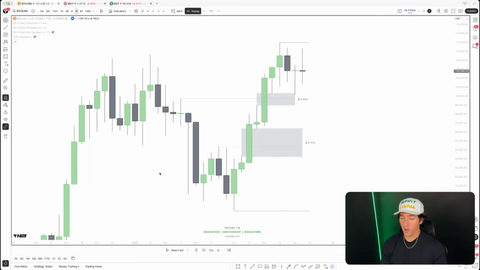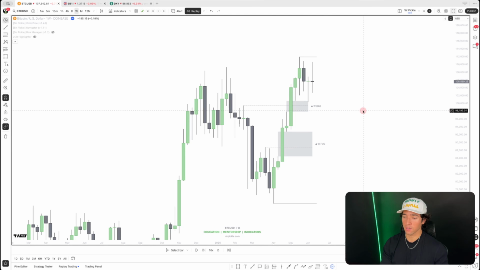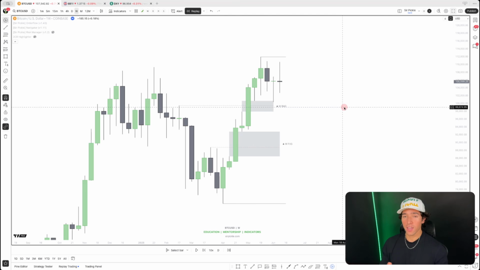All right, so here we are on our next example, and we're on the Bitcoin weekly chart. We have been in very bullish order flow. We can just continue seeking all-time highs right here. Where can we move higher from?